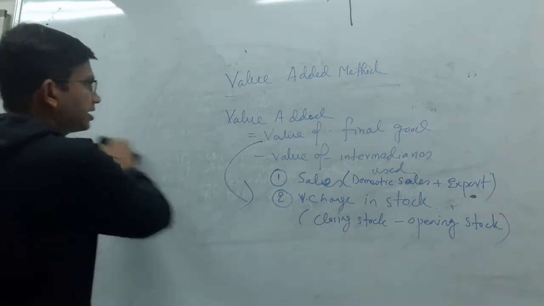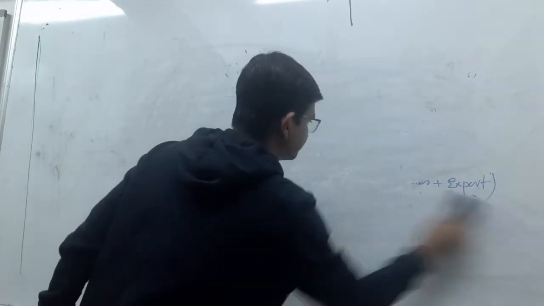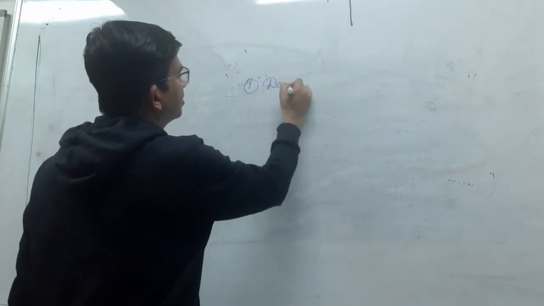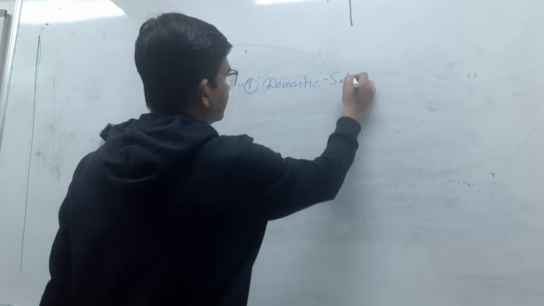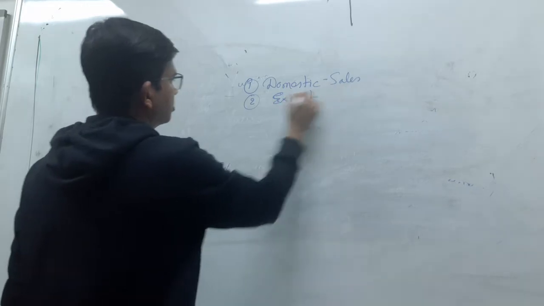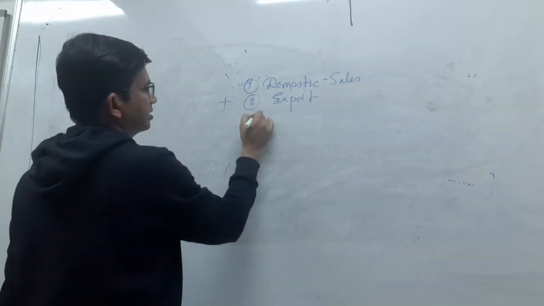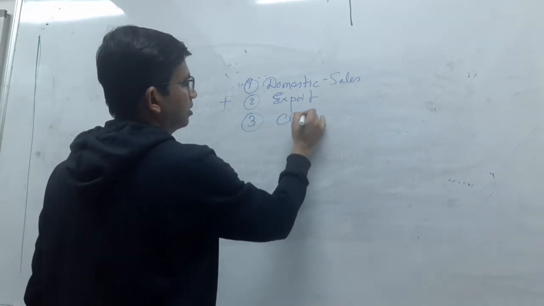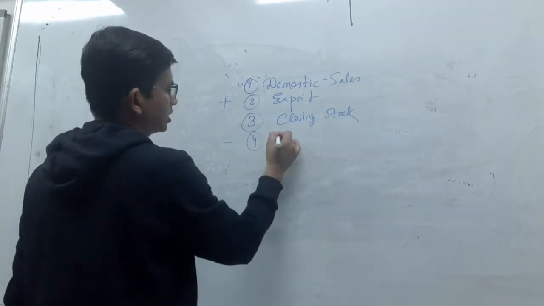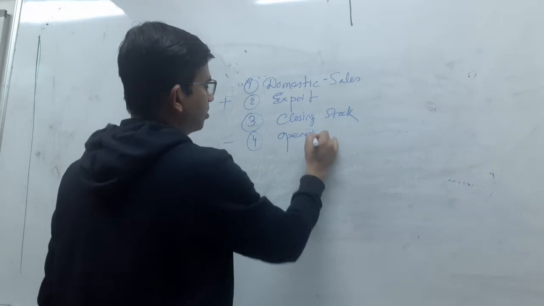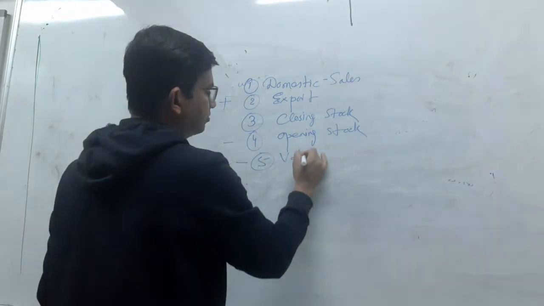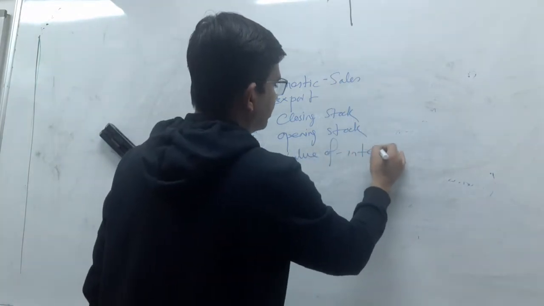Finally, the value added in any stage of production is given as: number one, domestic sales; number two, export, so we add; number three, closing stock; number four, minus opening stock; minus number five, the value of intermediaries.